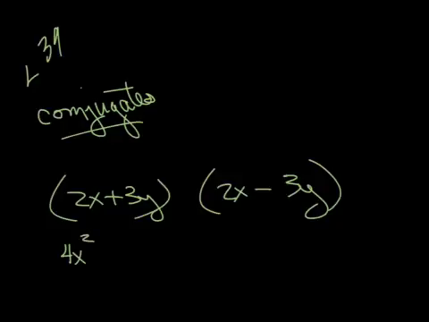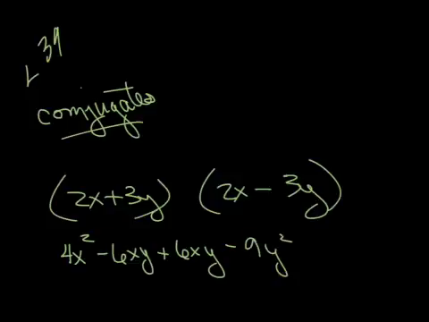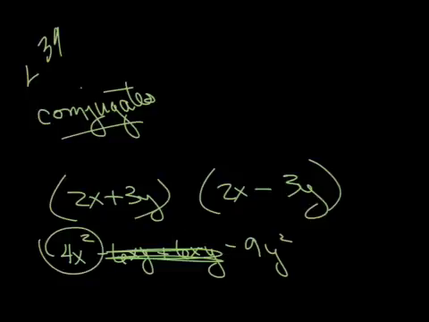So if we took and did our first, our outside, our inside, and our last, notice what we have here. This one and this one's a negative 6xy, this one's a positive. So those would cancel out and we'd be left with 4x squared and 9y squared.